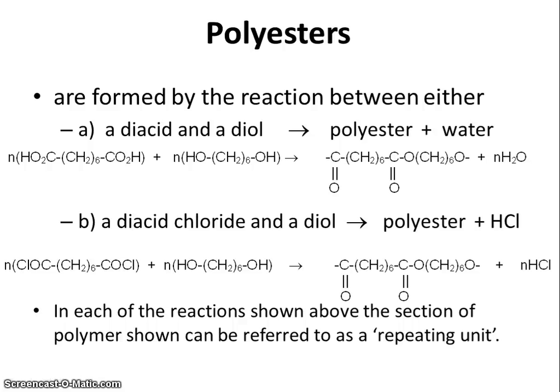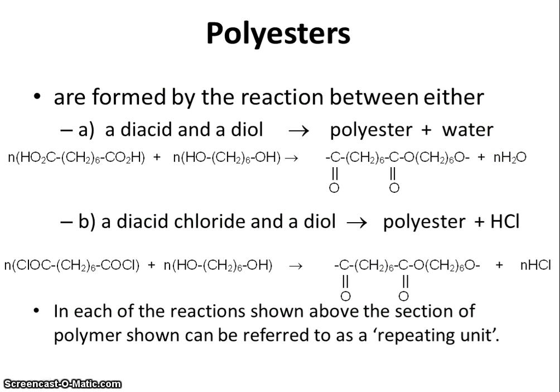Polyesters are formed by the reaction between either a diacid or a diol. So a diacid is a carbon chain that has two acid groups. Okay, so I have C double bond O at one end and C double bond O at the other. I'm going to draw these out again so you can have a look at them as well. And a diol, so an alcohol, or a carbon chain with two alcohol groups at each end. And then you make the polyester and water.